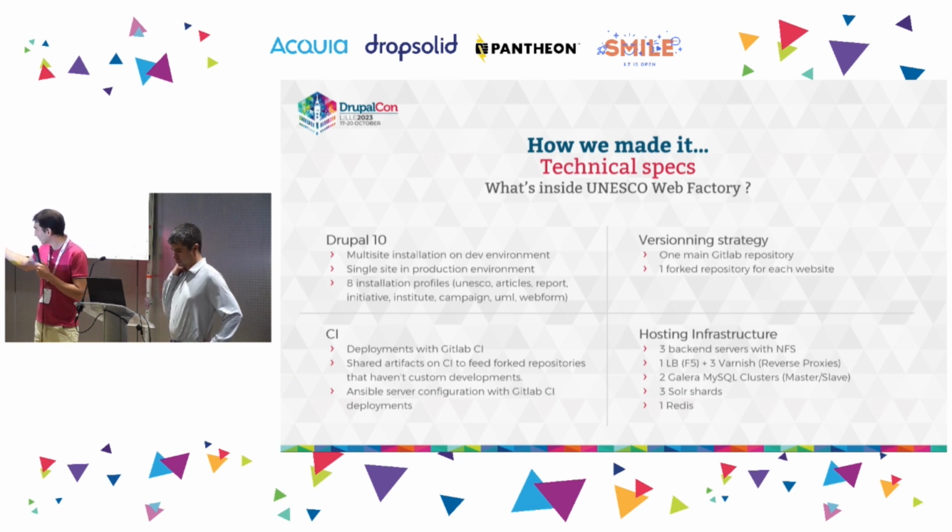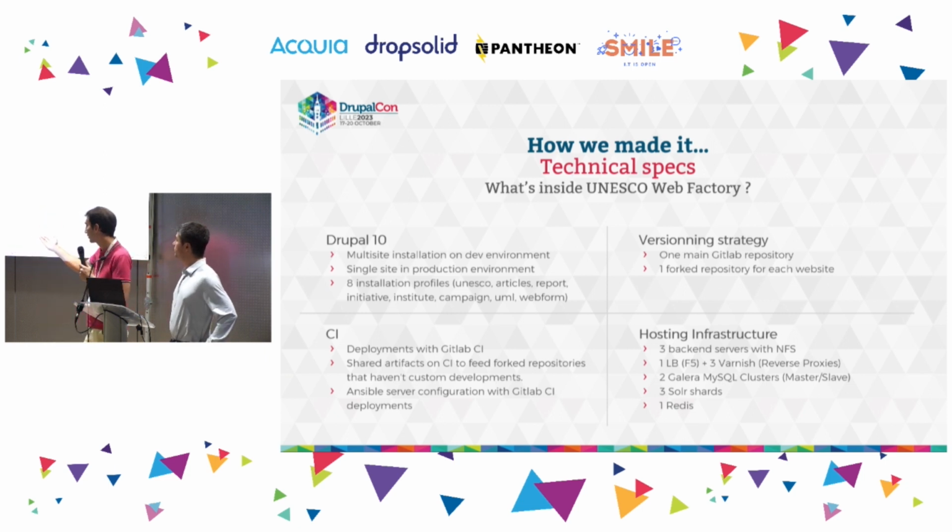And also for the server configuration, you have Ansible, and we're using GitLab CI pipelines for the deployments. So the hosting infrastructure is mainly composed of 3 backend servers sharing a file system with NFS, 1 load balancer in front of that, and 3 reverse proxies. For the database, we have 2 Galera MySQL clusters with master and slave. And because there is a lot of search functionality, which I will detail later, you have 3 Solr shards from SolrCloud.